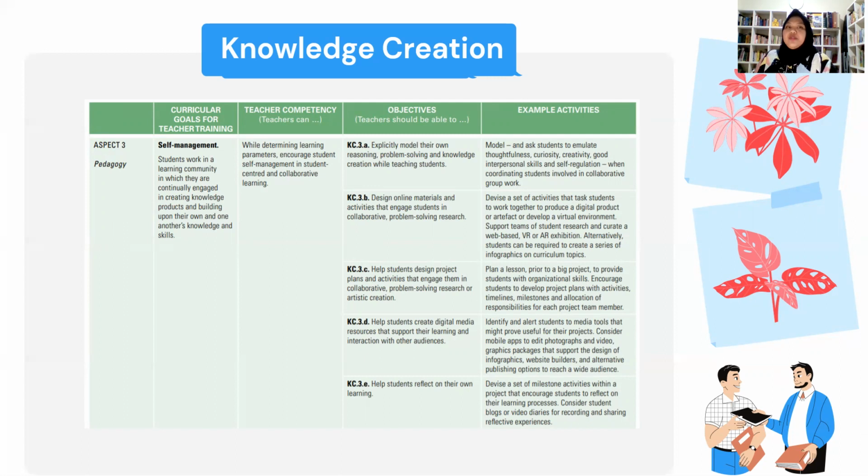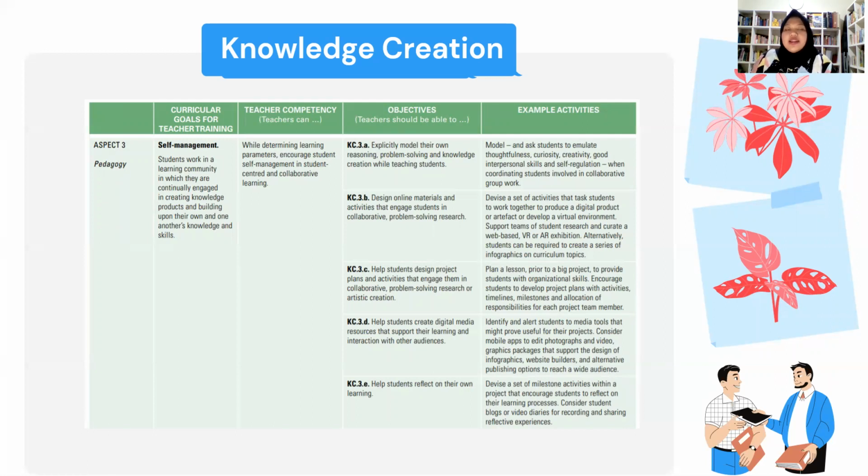self-regulation when coordinating students involved in collaborative group work. The second objective will be to design online materials and activities that engage students in collaborative problem-solving research by devising a set of activities that task students to work together to produce a digital product or artifact or develop a virtual environment. The third objective will be to help students design project plans and activities that engage them in collaborative problem-solving research, or artistic creation, by planning a lesson prior to a big project to provide students with organizational skills, and so on.